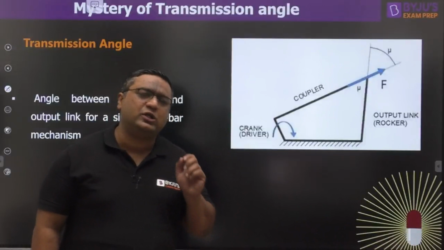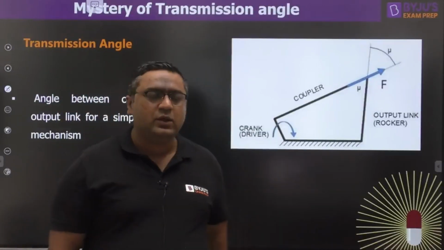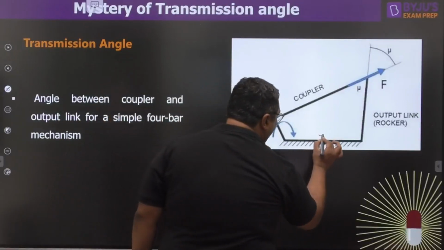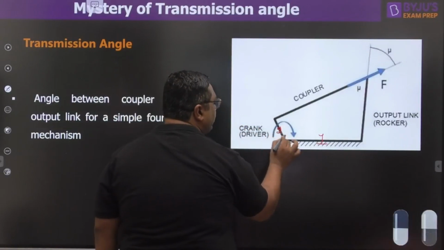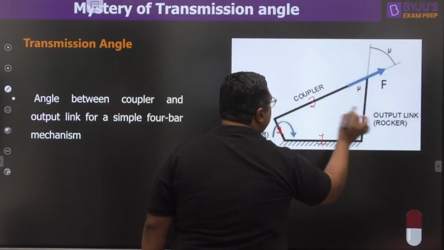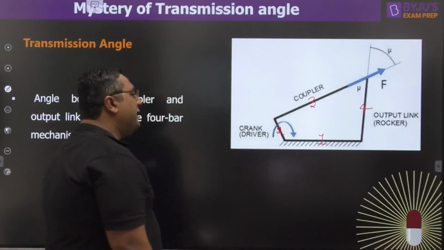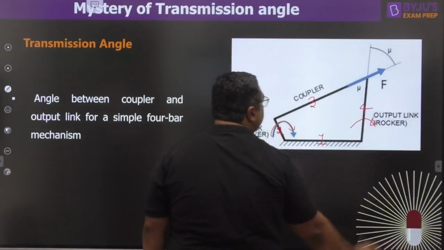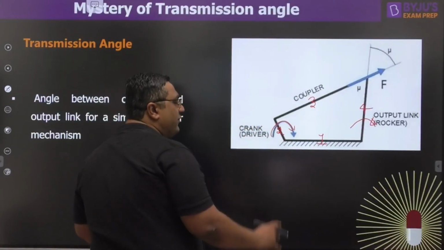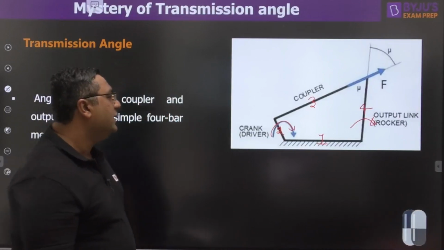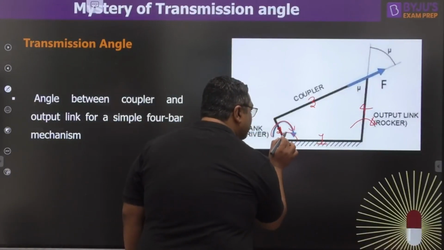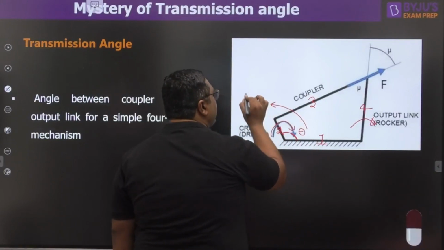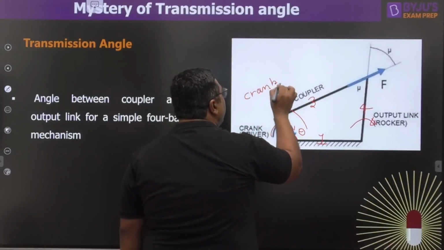First of all, I will be telling you what the transmission angle actually is. You know, this is a simple 4-bar mechanism. Here link number 1 is the fixed link, link number 2 is the input link, link number 3 is the coupler, and link number 4 is the output link. And when you give rotation to the input link, the output link is going to rotate like this. At the same time, in this simple 4-bar mechanism, the angle between the fixed link and link number 2 is denoted by theta, and this is said to be the crank angle.